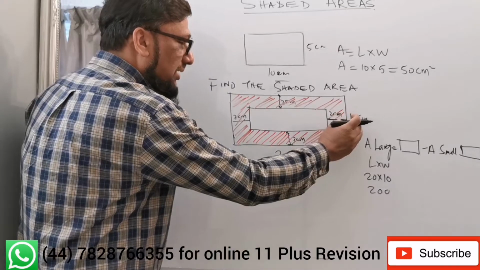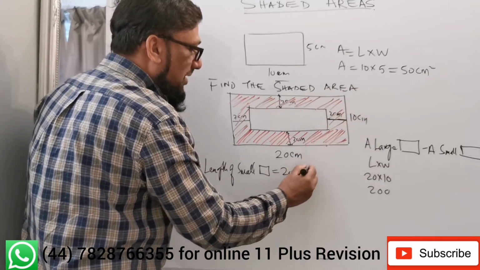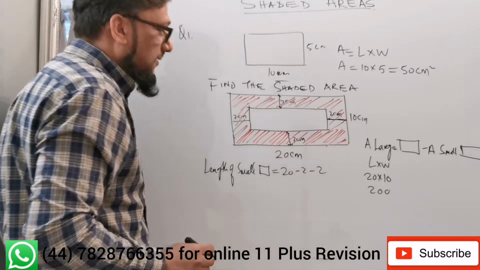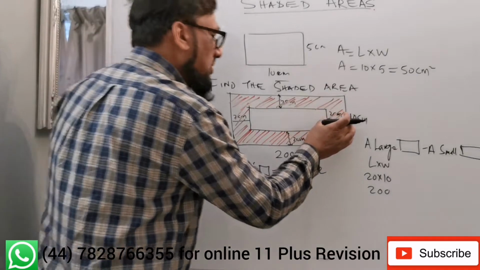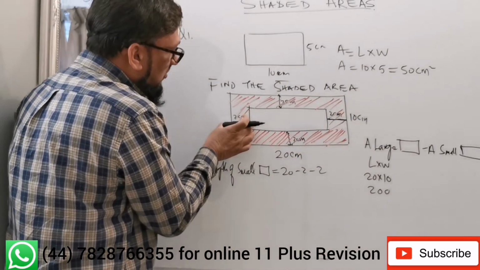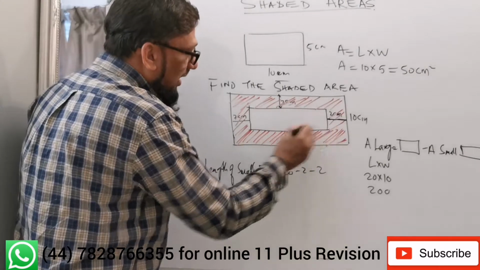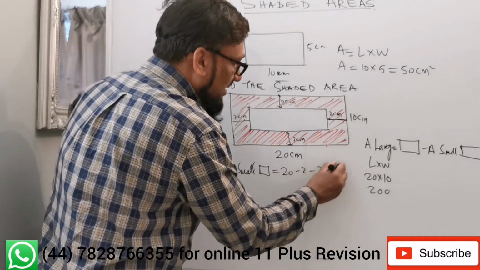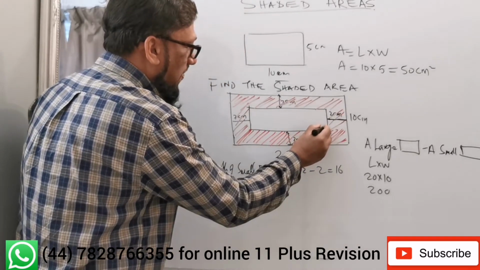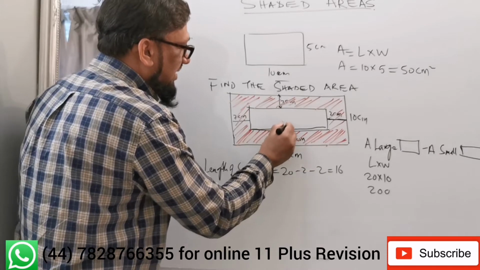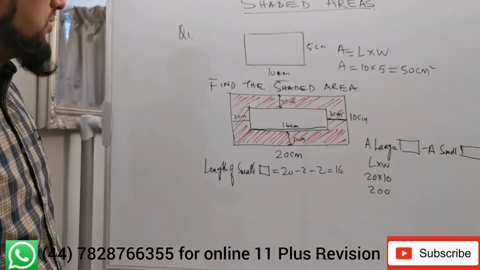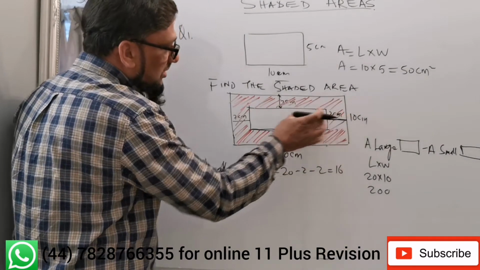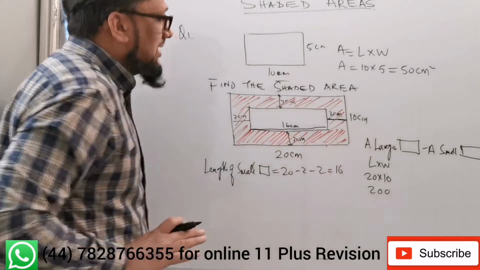So on the left-hand side 2 centimeter, and the right-hand side 2 centimeter. If I subtract 2 centimeter from the right-hand side and 2 centimeter from the left-hand side, I can find the length of the small rectangle, which is 16 centimeters. So this length is 16 centimeter. How did we work it out? Very simple: 20 minus 2 centimeter minus 2 centimeter to get 16.